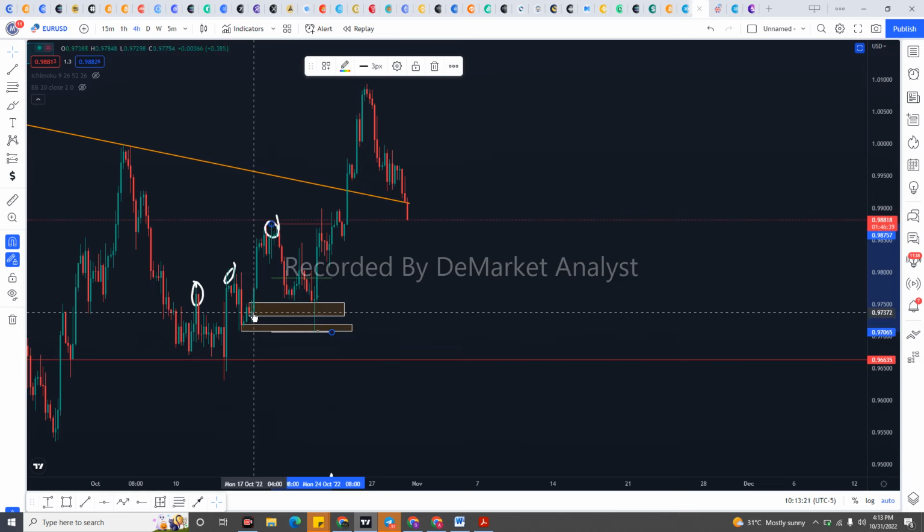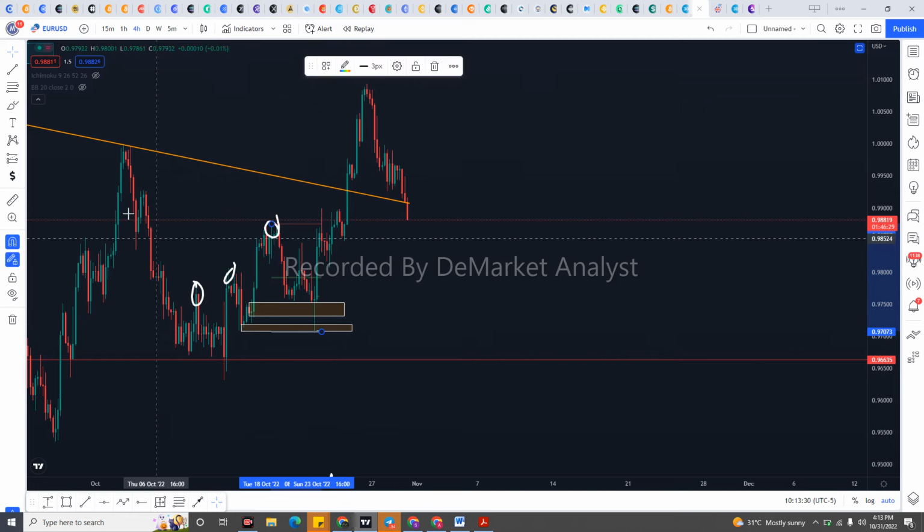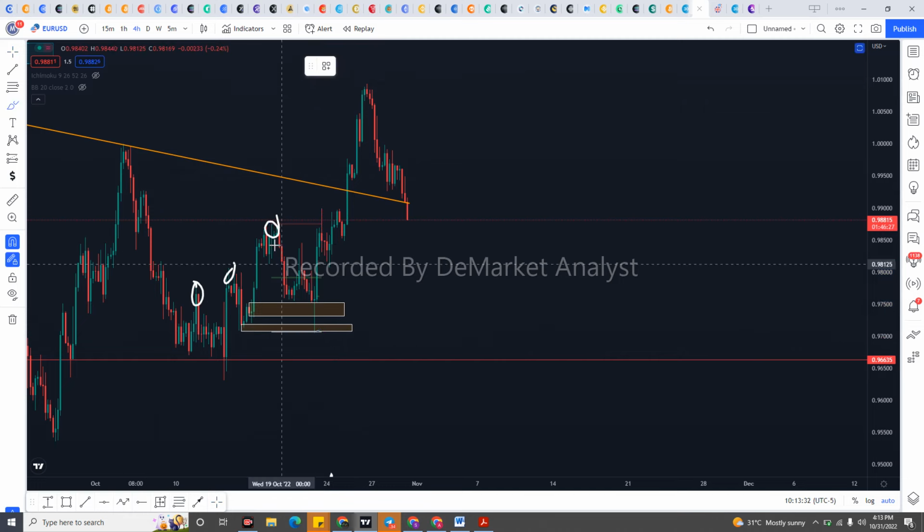We have two moves, one here and one here. But I would have loved to use the extreme one, which is here, because this range is not really clear. So we draw our fib tool from this high here to this low here. Do you understand? And what happened, we wait for price to push down into it.